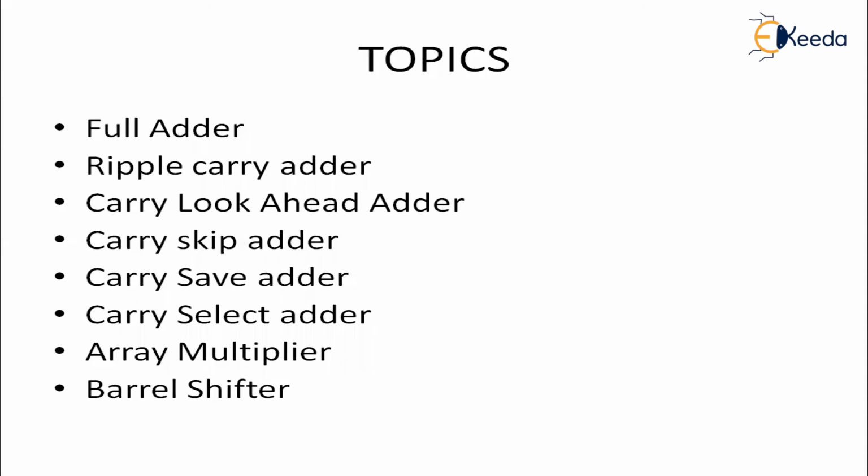What is an adder? If it is an adder, definitely we'll be having a sum and a carry. But we have a variety of adders just for the purpose of optimization. The topics that we will be covering are full adder, ripple carry adder, carry look ahead adder, carry skip adder, carry save adder, carry select adder. Next we'll be talking about the multiplier. We are concentrating on the array multiplier, and about the shifter, specifically the barrel shifter. So in this unit, we will be learning about the circuitries or modules that will be used in the data path. So this is all about the introduction to data path design.